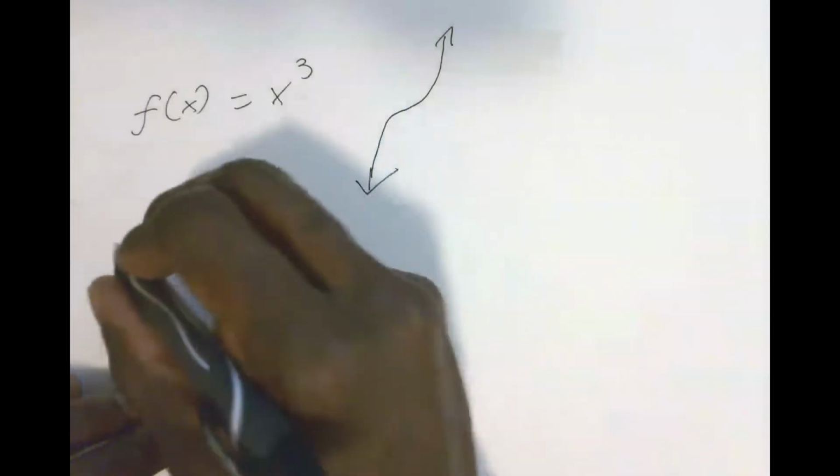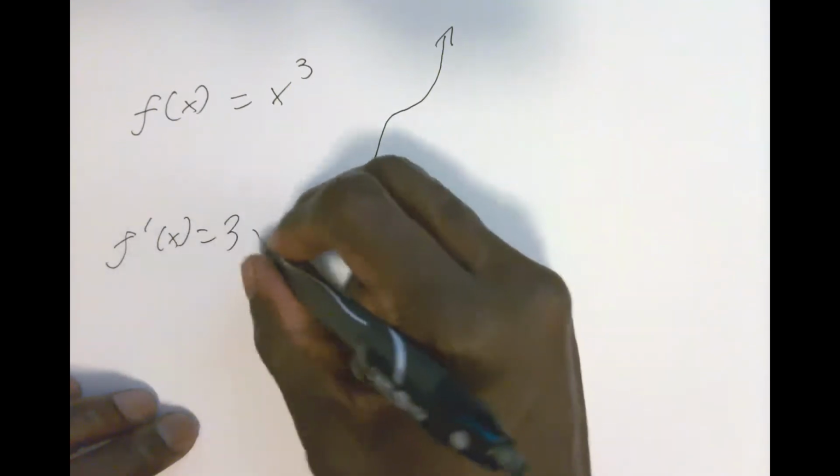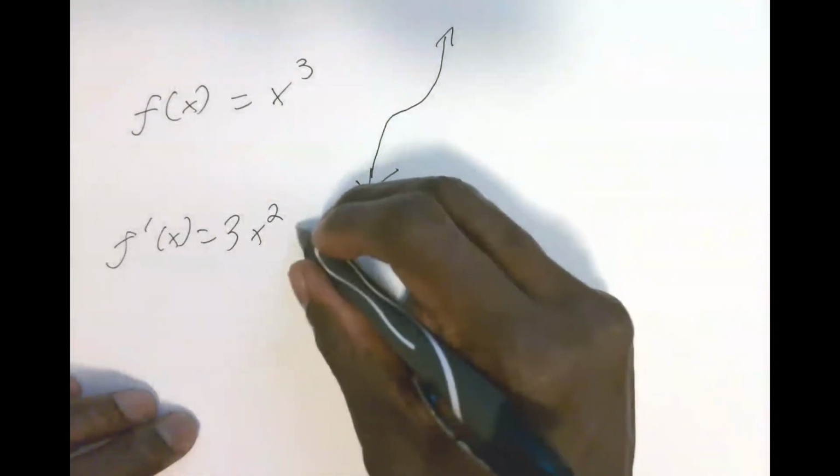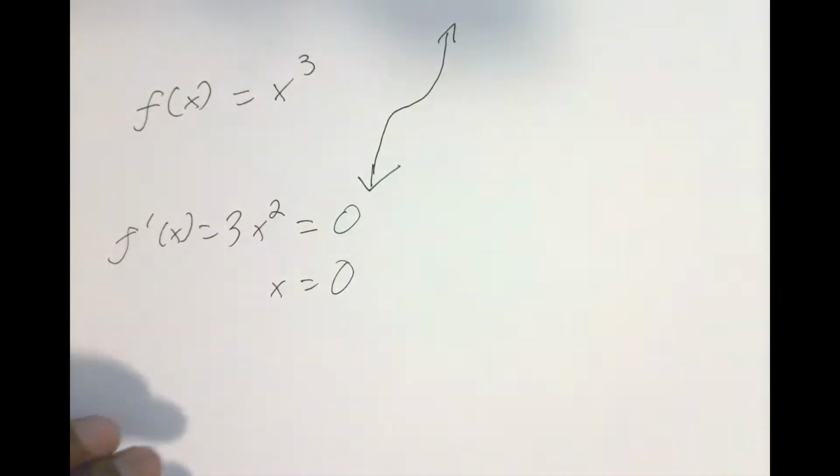Okay, cool. So let's say I take the derivative of this function. That derivative is 3x squared. And if I set that derivative equal to 0, I get x is 0. It's a point where the derivative is equal to 0, which is called a critical point and also called a stationary point.